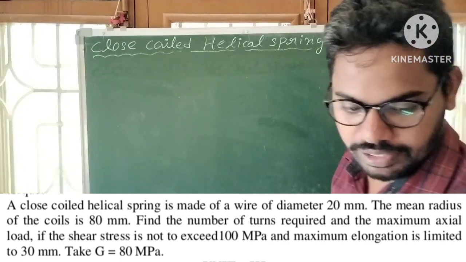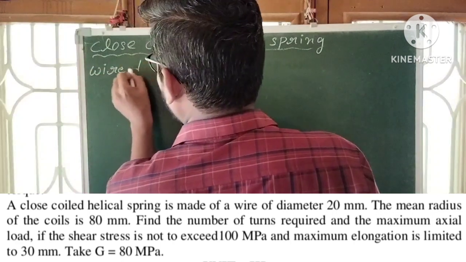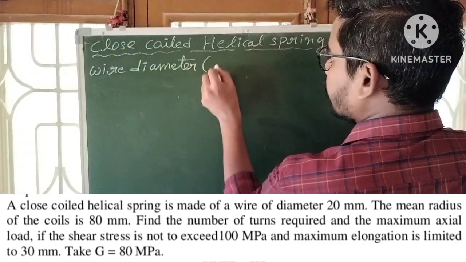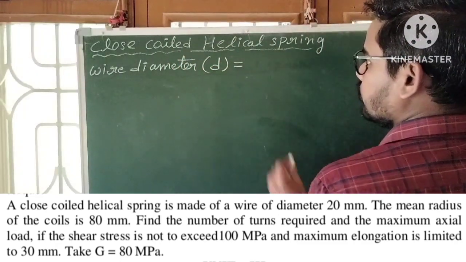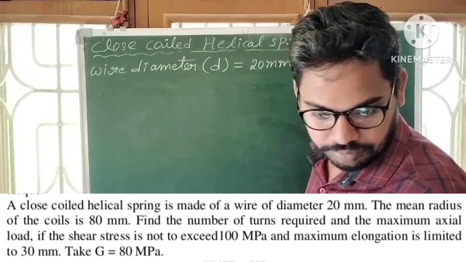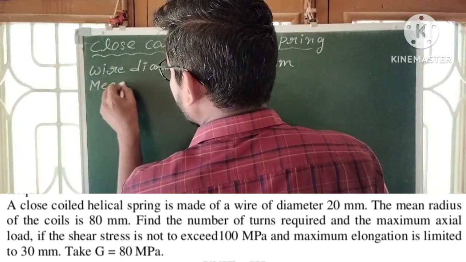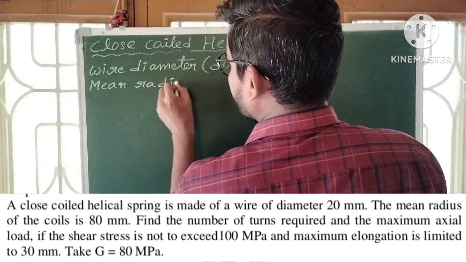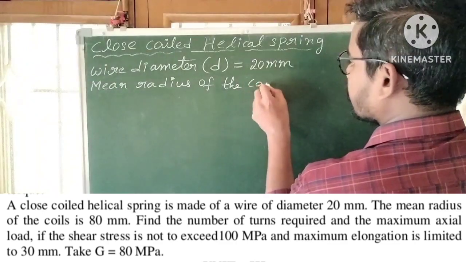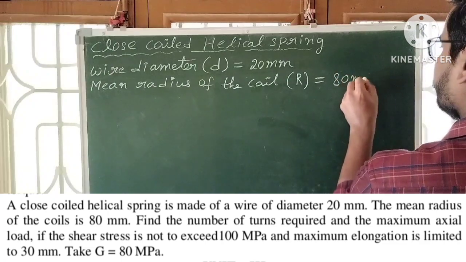So he given spring wire diameter. Wire diameter generally denoted by small d is equal to 20 mm. Next, mean radius of the coil, denoted by capital R is equal to 80 mm.